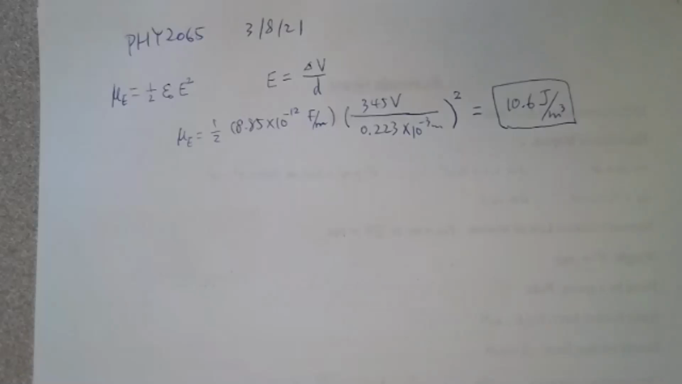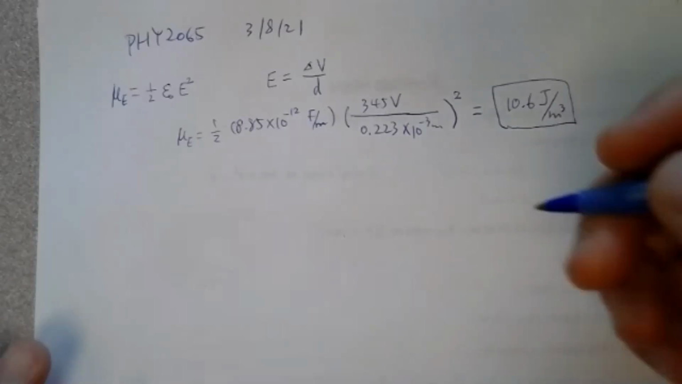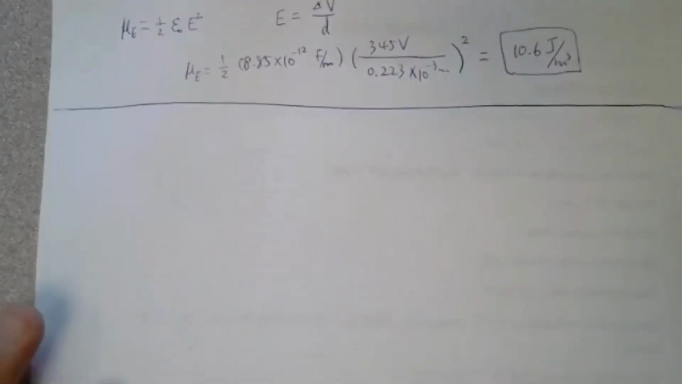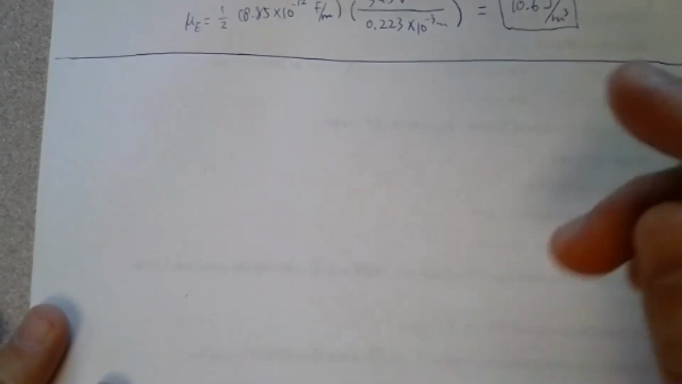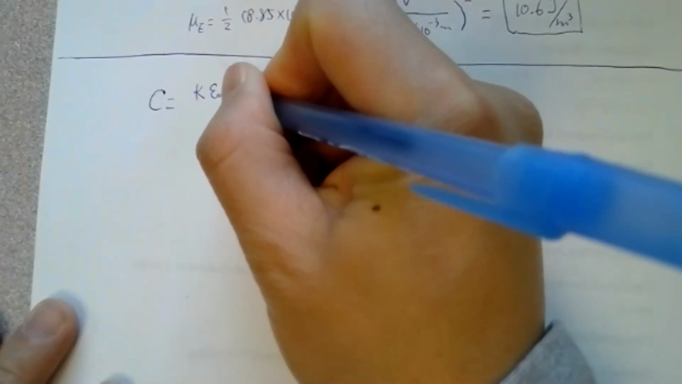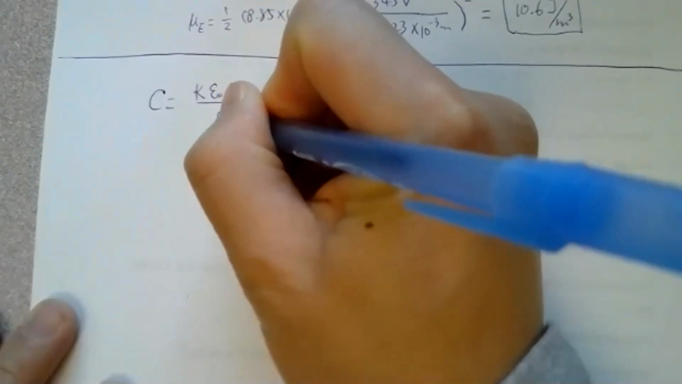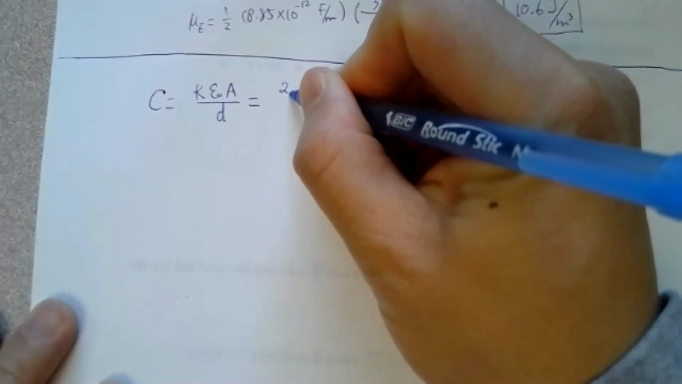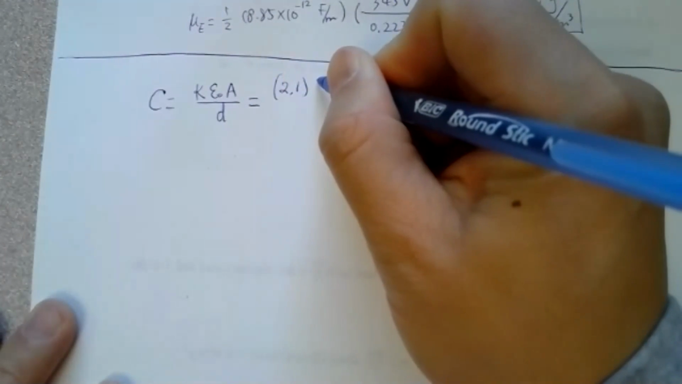All right, let's take a look at this one together. I think it's kind of straightforward, but you just need to pay attention to the unit conversions here. So we are looking for the capacitance of this new capacitor. With a dielectric constant, you should use kappa epsilon naught times area divided by the separation, okay? Kappa is given as 2.1, so you put the numbers in here.